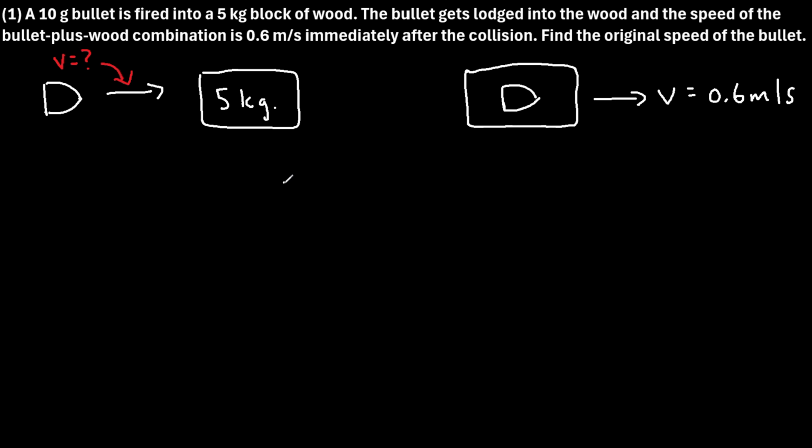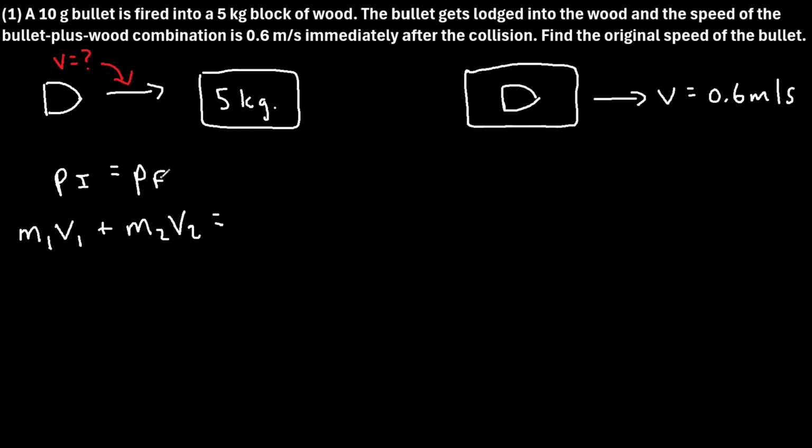In order to solve this problem, one thing we have to understand is that in any type of collision between two objects, whether it's inelastic or elastic, the momentum is always going to be conserved. So the initial momentum, which is denoted with a lowercase p, must be equal to the final momentum. Momentum is calculated as mass times velocity. So the initial momentum is going to be the mass of the first object, the bullet, times the velocity of the first object, plus the mass of the second object, the wood, times the initial velocity of the wood.